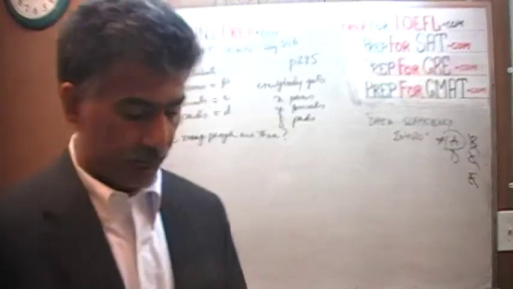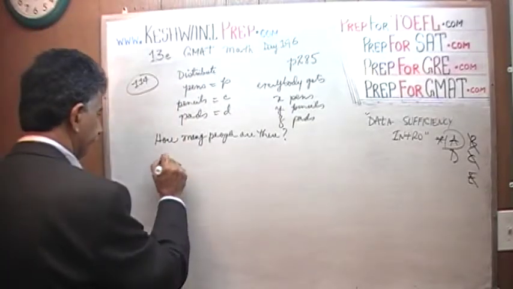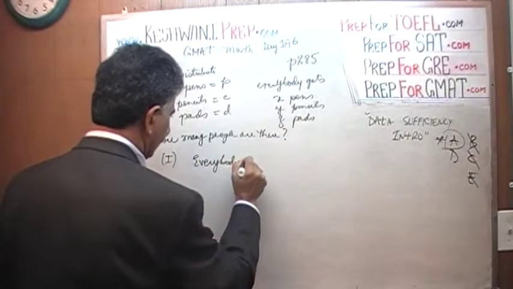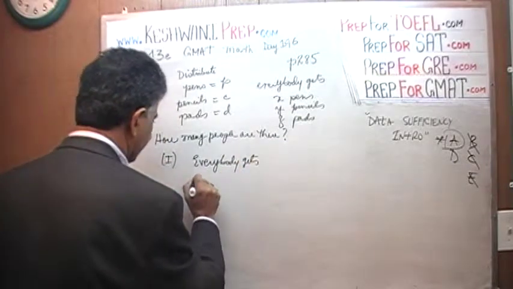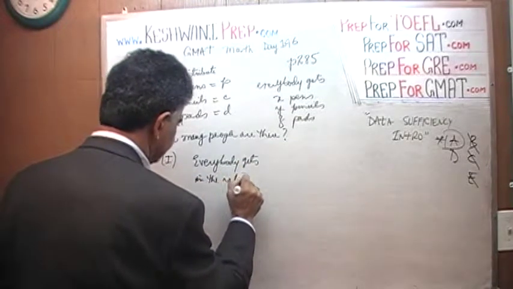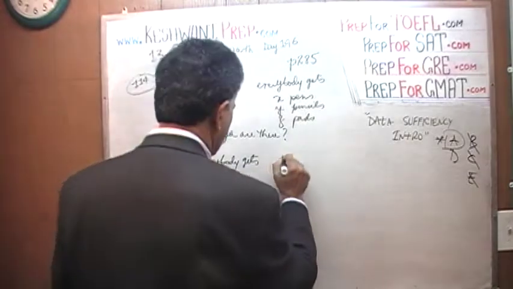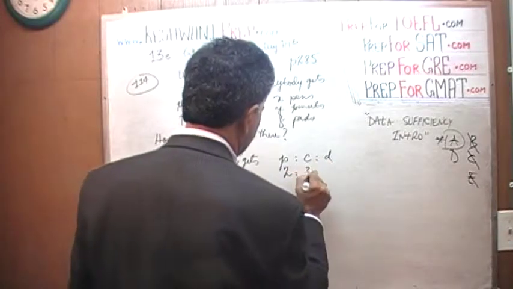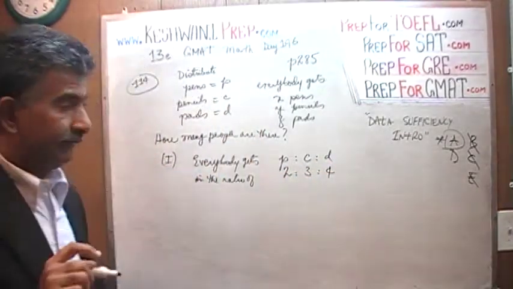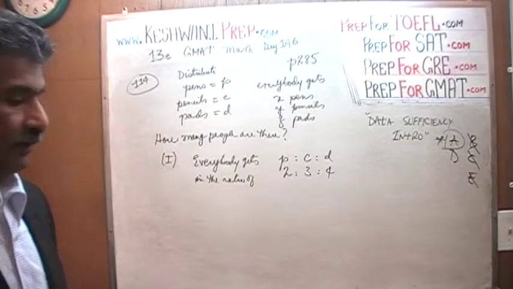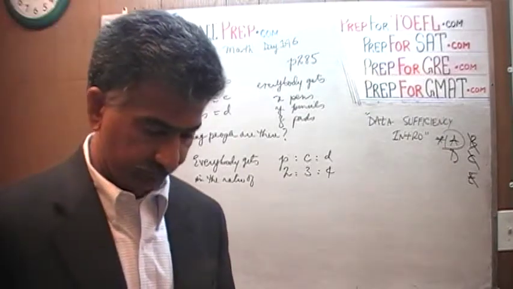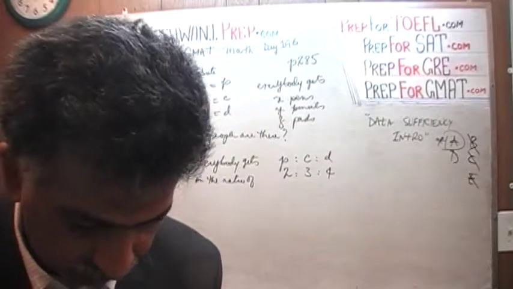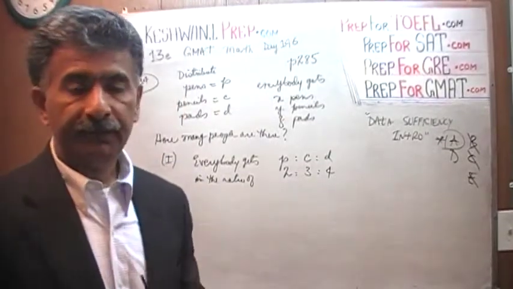Let's find out what they tell us, shall we? In the first statement they tell us that everybody gets pen, pencil and pad in the ratio of 2 to 3 to 4. For every 2 pens they get 3 pencils and they get 4 pads. Very nice. Does that anyway help us answer the question, which is, how many people are there? The answer is no.